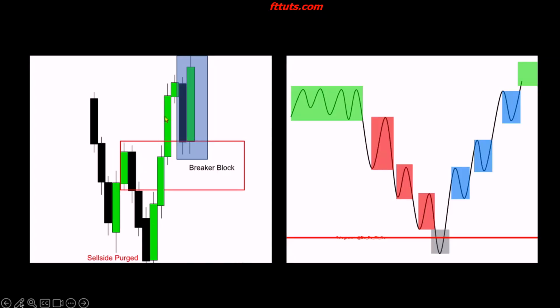That high gets utilized to send price lower once more, purging the sell side liquidity below this low. It displaces to the upside. Boom, it retraces into the breaker block, finds support there, continues higher. That's what it looks like on a higher time frame.